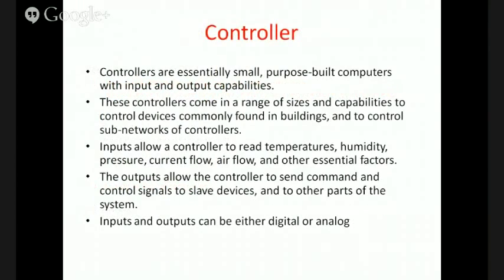So controllers are essentially small purpose-built computers with input and output capabilities. These controllers come in a range of sizes and capabilities to control devices commonly found in buildings and to control subnetworks of controllers. Inputs allow a controller to read temperatures, humidity, pressure, current flow, air flow, and other essential factors. The outputs allow the controller to send command and control signals to slave devices and to other parts of the system. Inputs and outputs can be either digital or analog in nature.